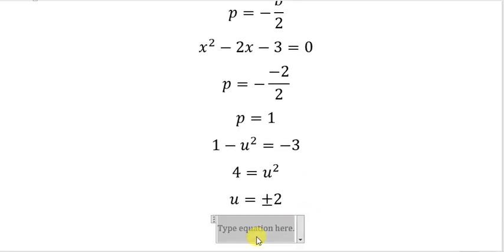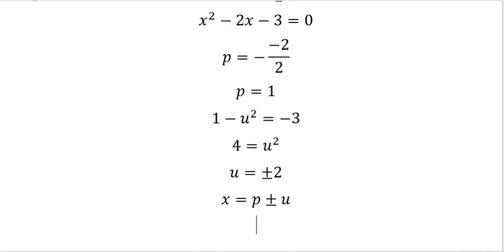Good. Now the next thing we do is to make use of this setup, which helps us to get the two factors for the quadratic equation. So the setup is written as x is equal to p plus or minus u. Good. So one of the values, or one of the factors, of this quadratic equation will therefore be obtained.